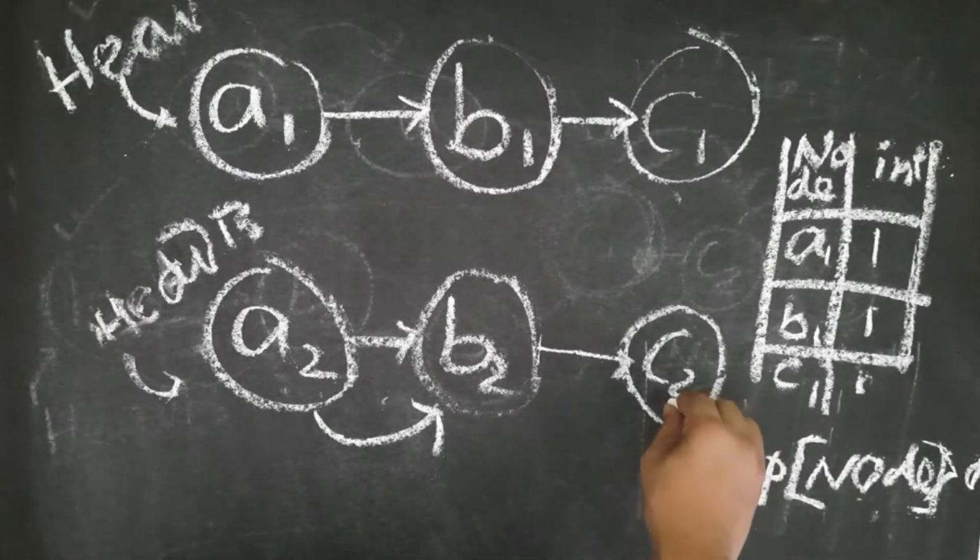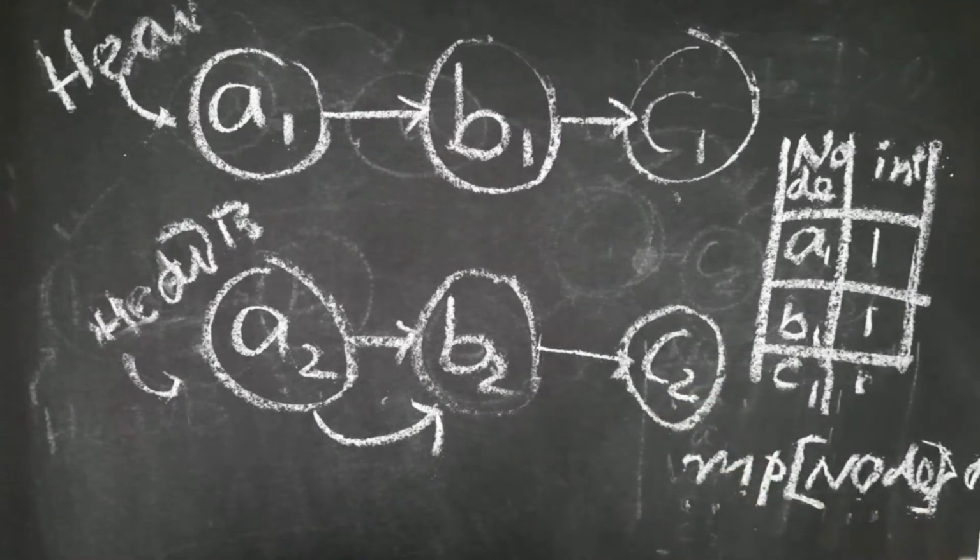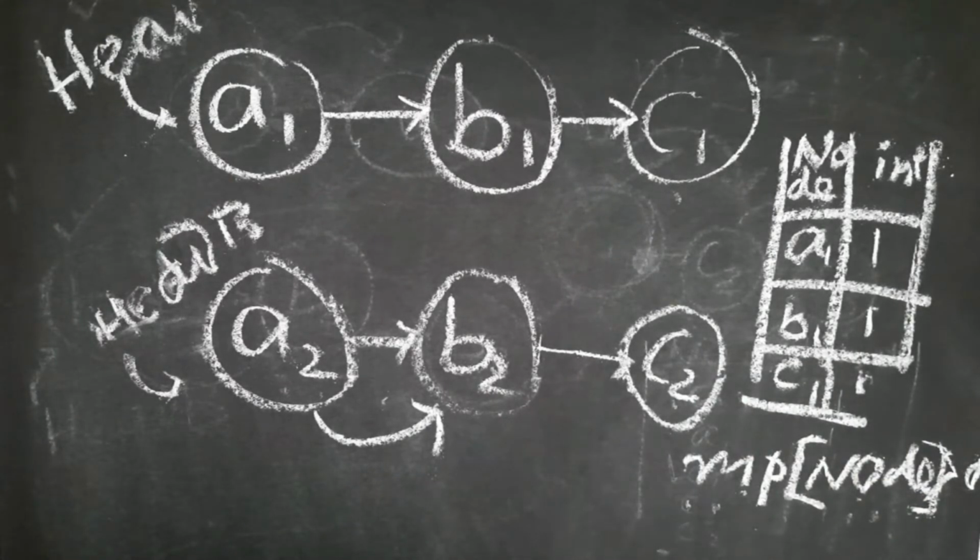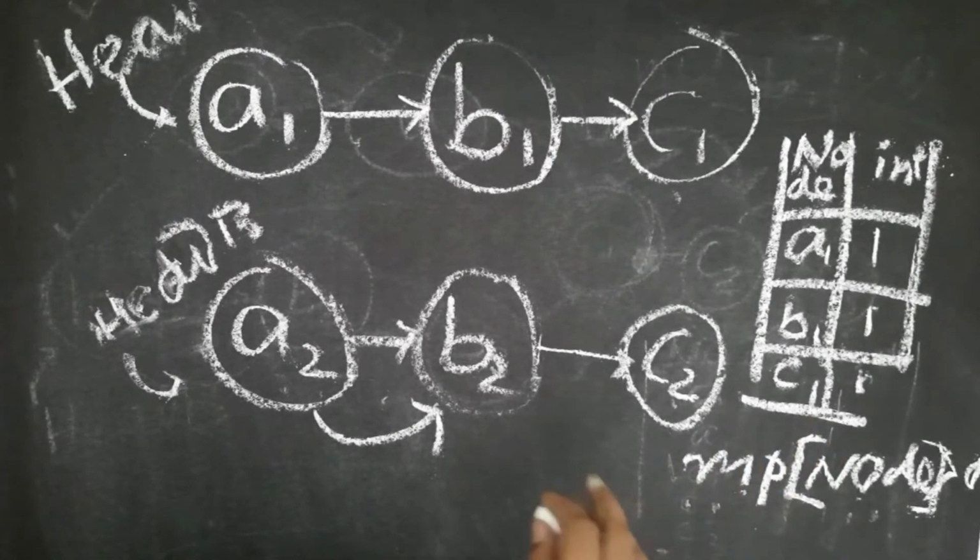Then we'll check for C2. MP of C2 will also be 0 because C2 is not there, which is not greater than 0. So the condition would not be satisfied, and we have to return null at the end.